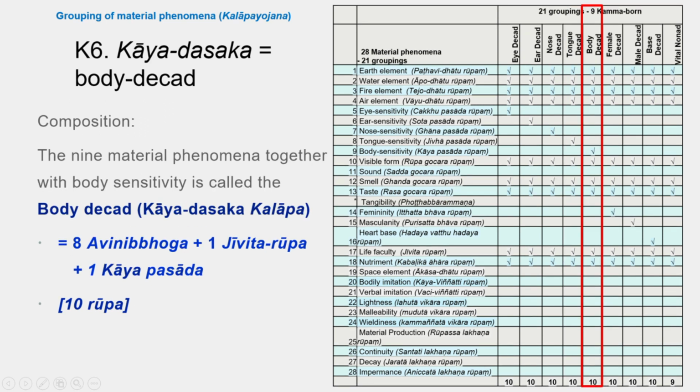And number 6, Kaya Dasaka, body deka. So remember all these various senses. Remember this way, so easy for you to remember. So the 9 phenomena together with the body sensitivity is called body deka, Kaya Dasaka Kalapa. Remember, there are 8 inseparable plus this one, total 9.